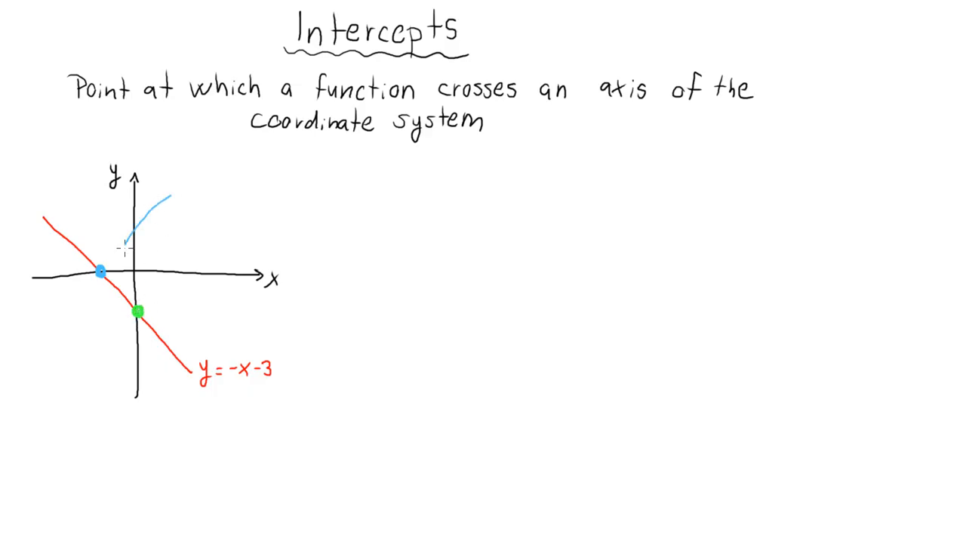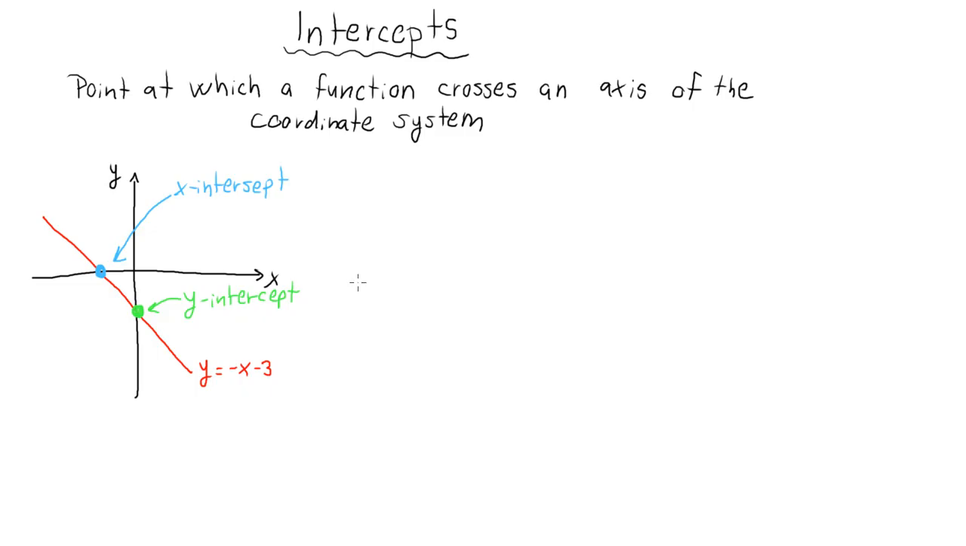The blue point we call the x-intercept. Sorry. Did I say intercept? Intercept. I realized I wrote it with a C, but never mind. And then we have the y-intercept. Y-intercept. So how do we calculate them?